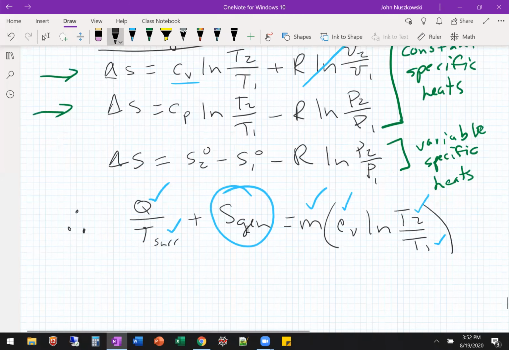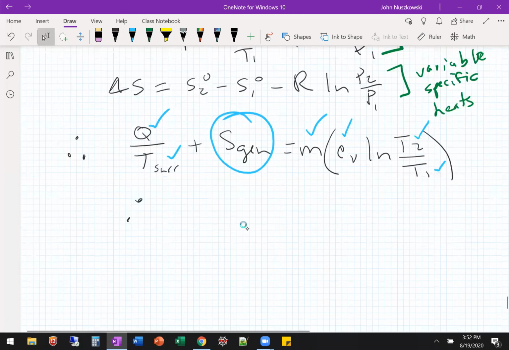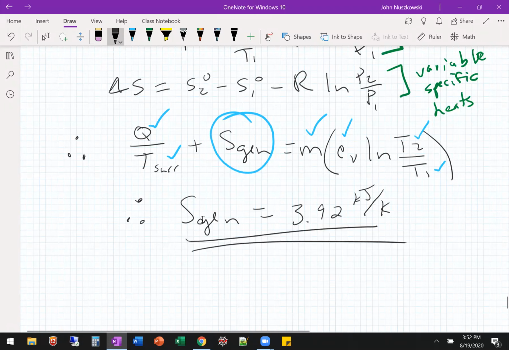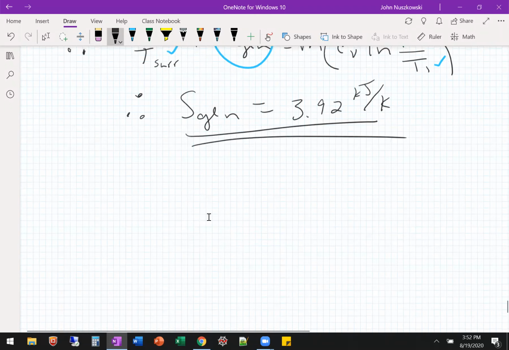So we can rearrange, plug in our values, again, absolute on temperature. And we get 3.92 kilojoules per Kelvin, okay? Any questions?